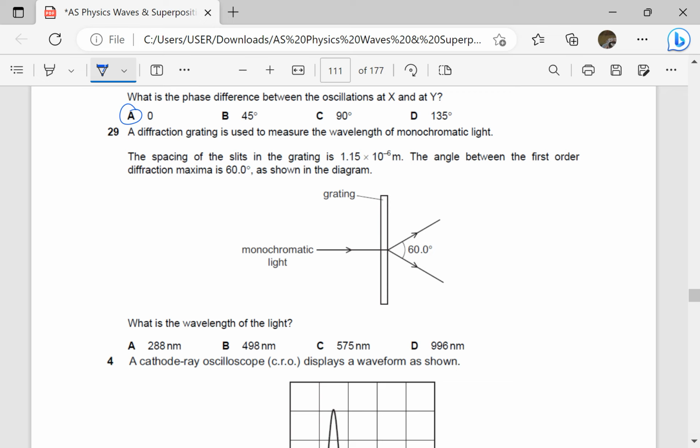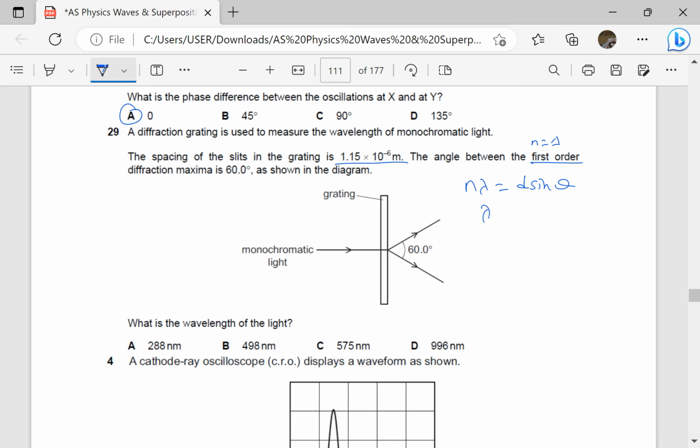A diffraction grating is used to measure the wavelength of monochromatic light. The spacing of the slits is 1.15 times 10 power negative 6 meters. The angle of the first order, so n equals 1, is 60 degrees as shown. What is the wavelength of the light? So for a diffraction grating, n lambda is equal to d sine theta.